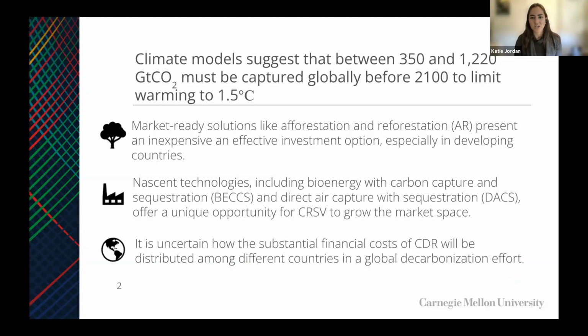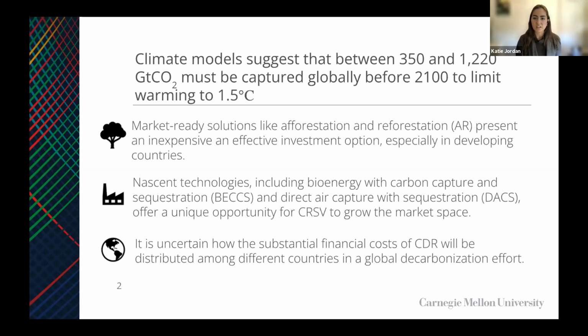Global climate models suggest that between 350 and over 1,200 gigatons of CO2 need to be captured globally before 2100 if we want to limit surface warming to no more than 1.5 degrees Celsius. There are some market-ready solutions for carbon dioxide removal, including afforestation and reforestation, and these present an inexpensive and effective investment option, particularly in developing countries.